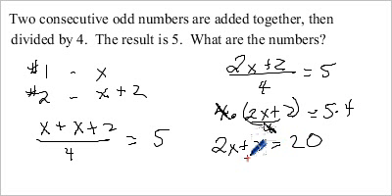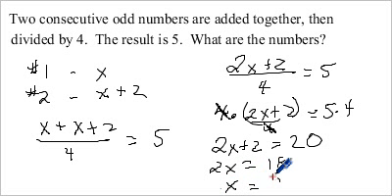Now we have to deal with this addition, and we're going to subtract 2 from each side. So 2x plus 2 minus 2 is equal to 20 minus 2, which is 18. 2x equals 18. Now I can divide both sides by 2, and I'm left with x on that side. I'm left with 9 on that side. So my value for one of the numbers is 9.